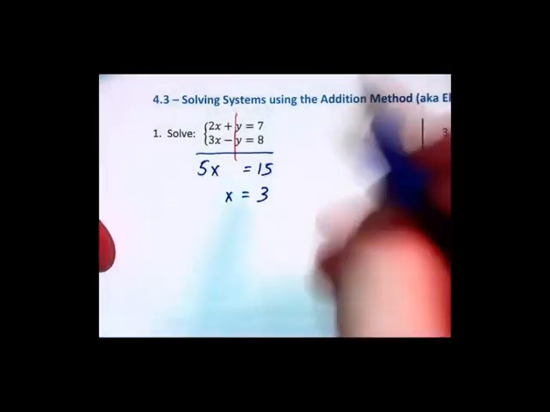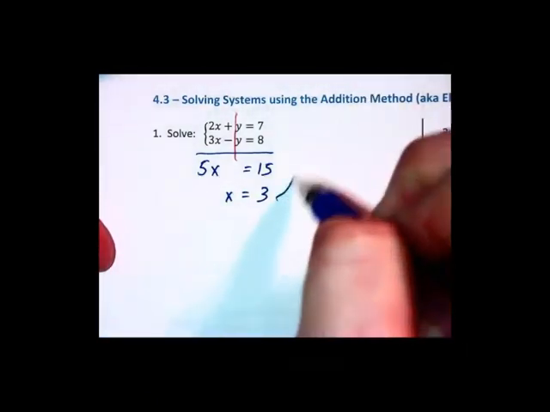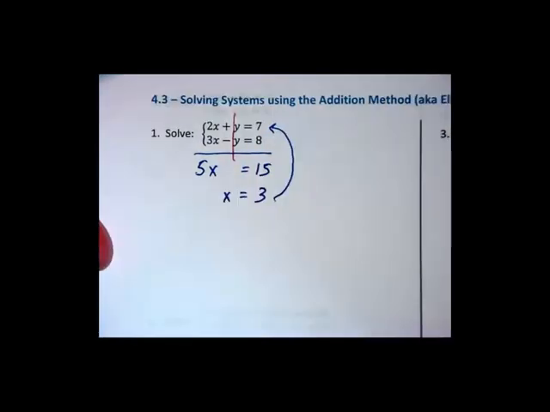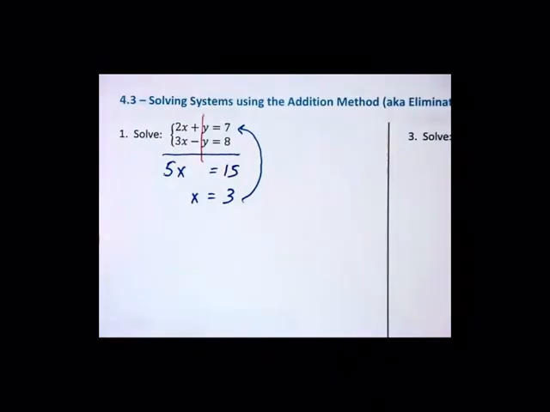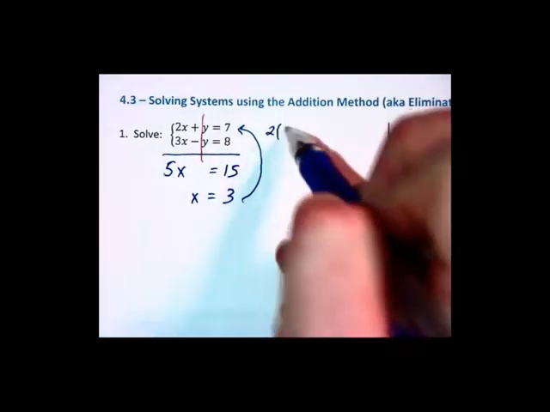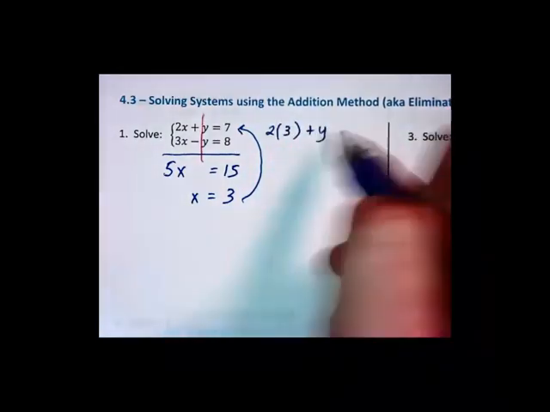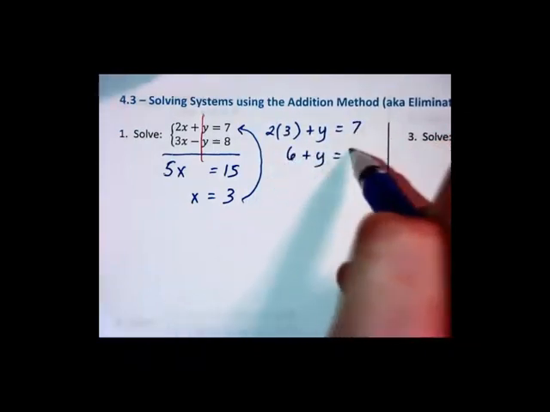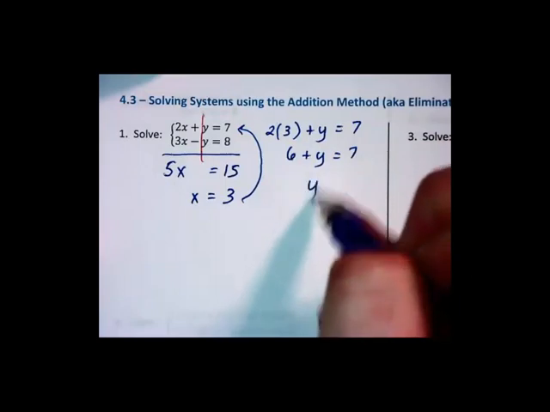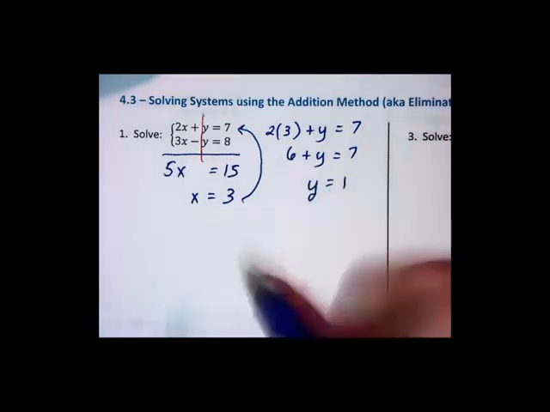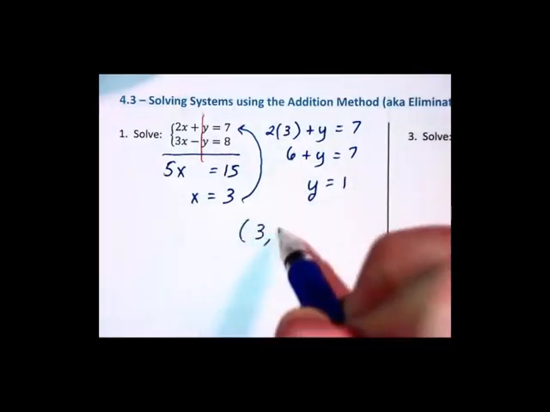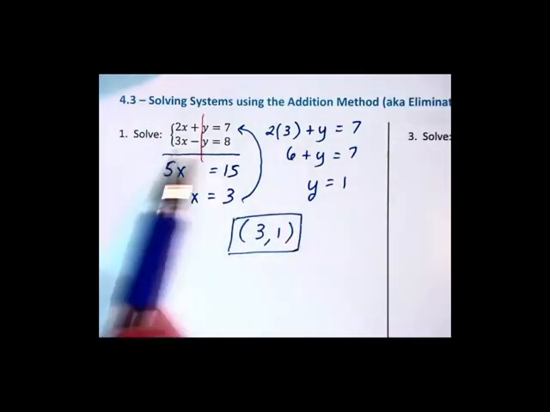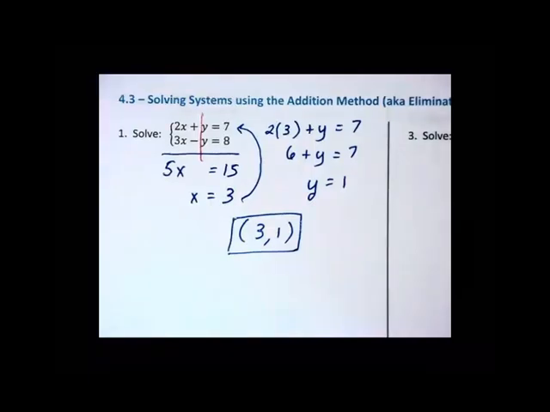We need to find a y value to go along with this x value, so we're going to substitute that into one of the two original equations. I choose the top one, and that will become 2 times 3 plus y is equal to 7. That's 6 plus y is equal to 7. And subtracting 6 on each side, we get y equals 1. So the solution to this system is (3, 1) very easily, and that can be checked if we wish by substituting into the original system.